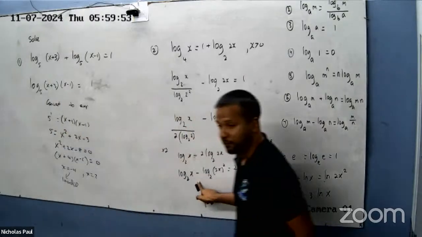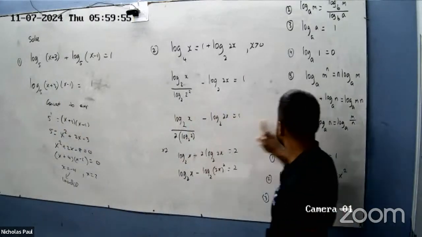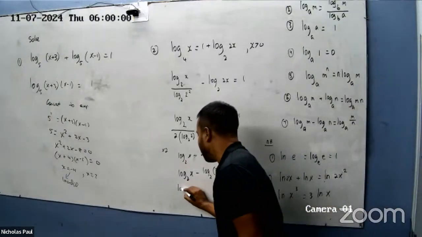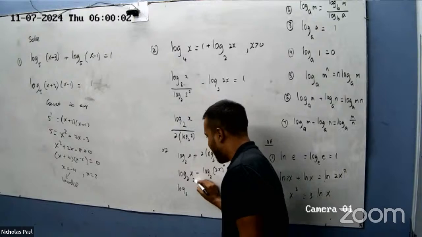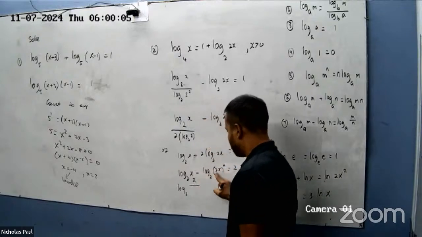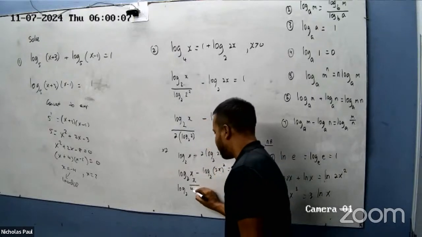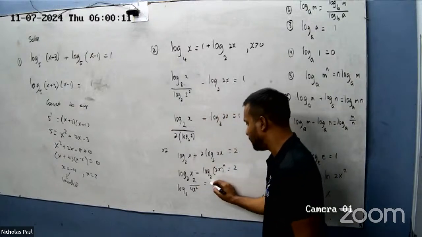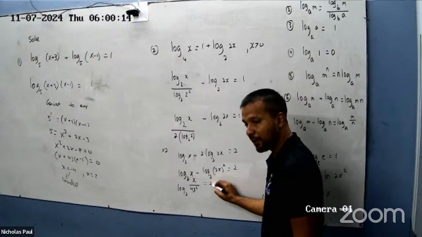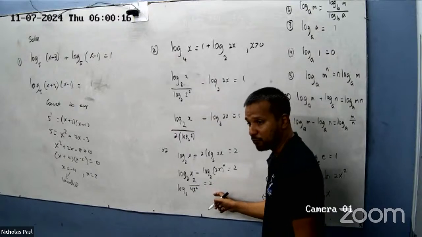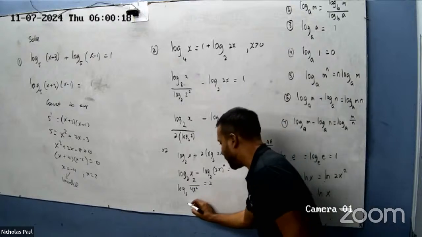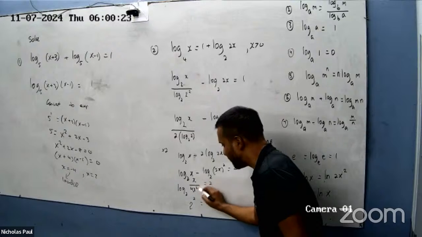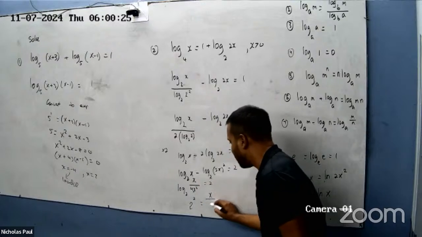What does minus mean? Minus means divide, right? So that would be log to the base 2 of x divided by 2 squared x squared, so that's 4x squared, equal to 2. Correct? Can I convert this to exponential form one time? So I'll end up with 2 to the power of 2 is equal to this, x over 4x squared.